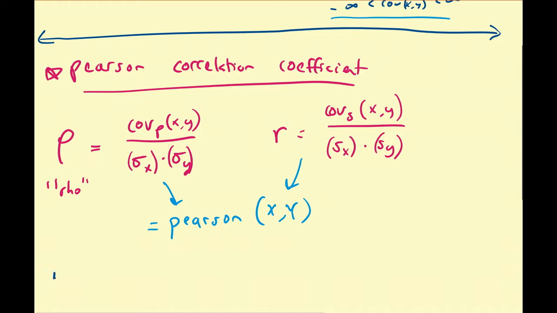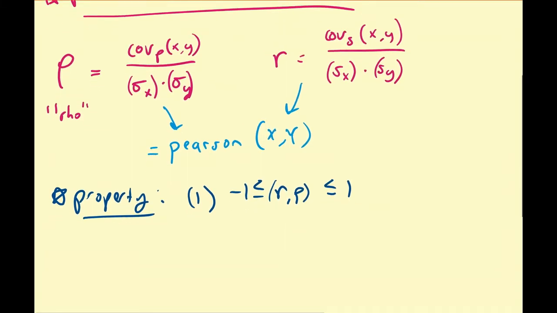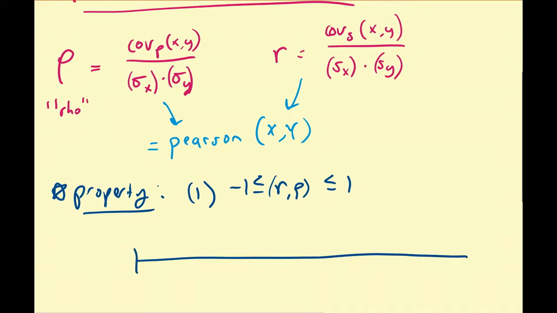So let's discuss a couple properties before we do an example of this. One of the main properties is that this thing, I'll use rho or r, is always between -1 and 1. So let's map out a little chart of how to interpret these numbers. So -1, 1, 0, and we'll put some tick marks in the middle.